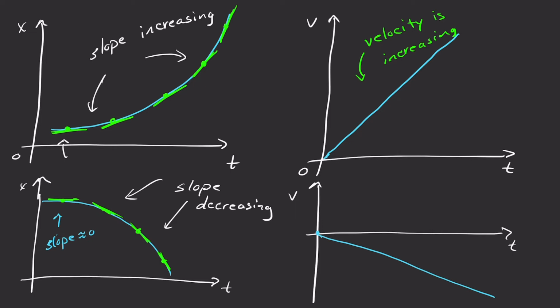Okay, so velocity is 0 and then it decreases.